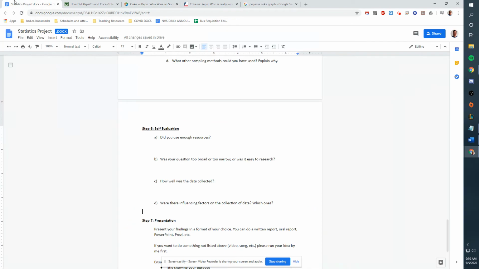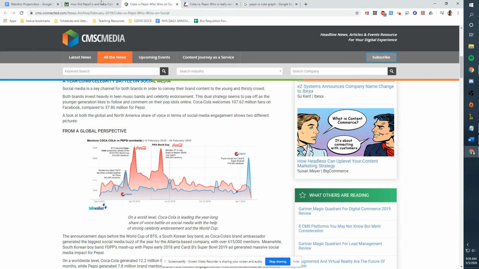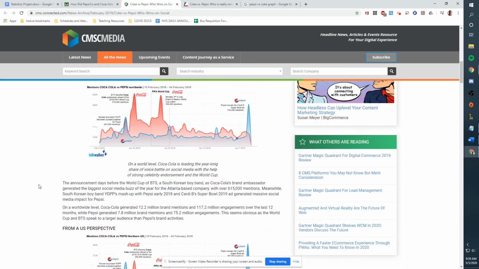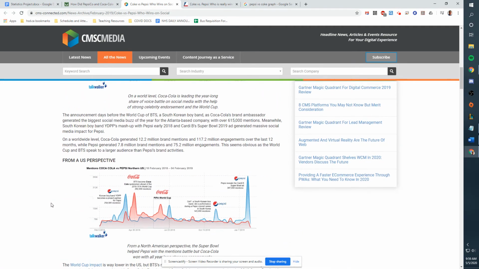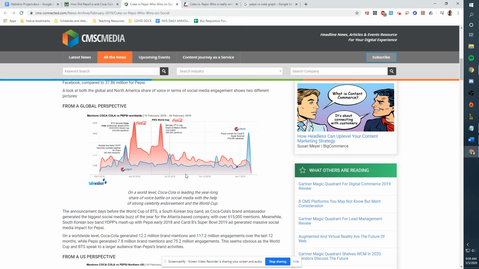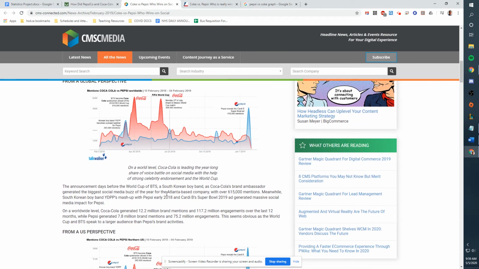So, all of a sudden it turns out that this data might not have been very good. Were there influencing factors? Yeah, one of the people that did the research was a media company, not an actual business company. Now, they were looking at social media, so maybe that actually reinforces that, maybe it is good information.